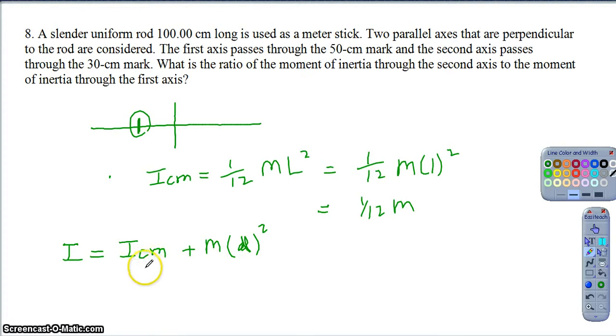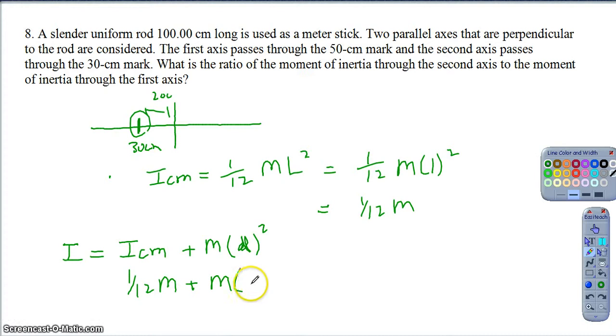Anyway, looking at this, we already know this is 1/12 m, so we've already got that taken care of. This obviously would be plus m, and then how far away is it from the central axis? How far is it from the center of mass? Well, if it's at the 30 centimeter mark, that means it's 20 centimeters away from the axis of rotation. I'm going to go ahead and represent that in terms of L.